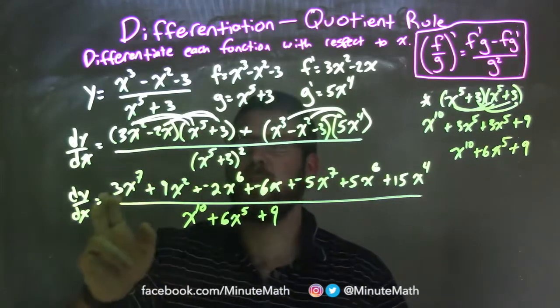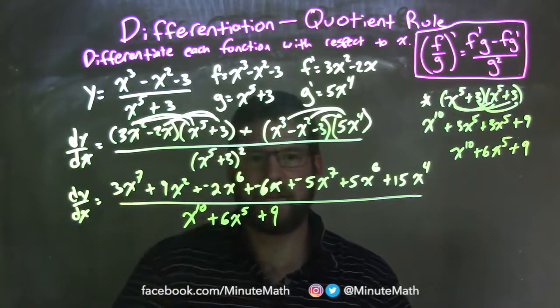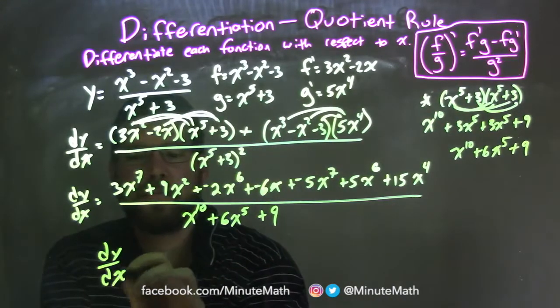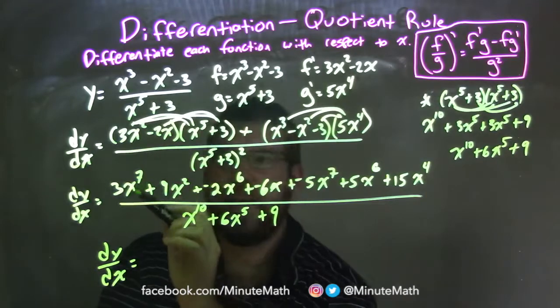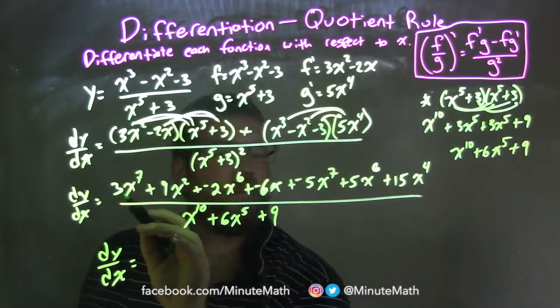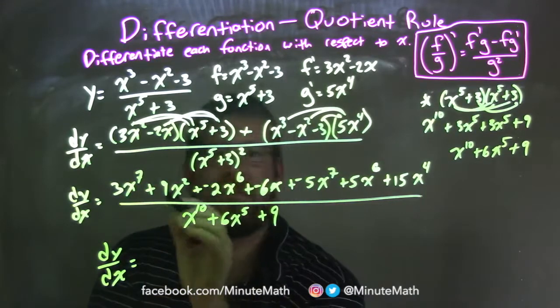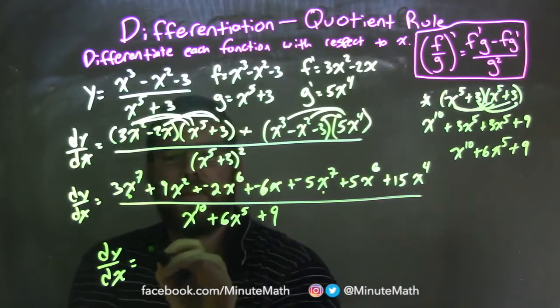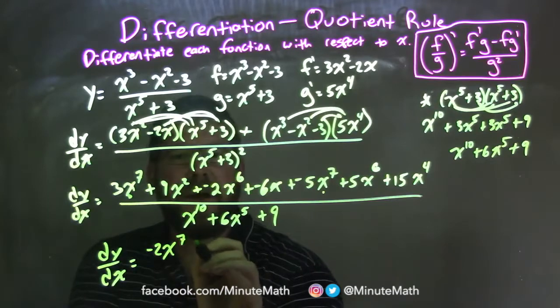So now let's go simplify our numerator. Let's combine our like terms and put our highest degrees first. So we have our dy/dx here. Well, our highest degree I see is the 7th power. We have 3x to the 7th and negative 5x to the 7th. So if I combine those two, let's go mark them to show that I've used them. That's going to be a negative 2x to the 7th power.